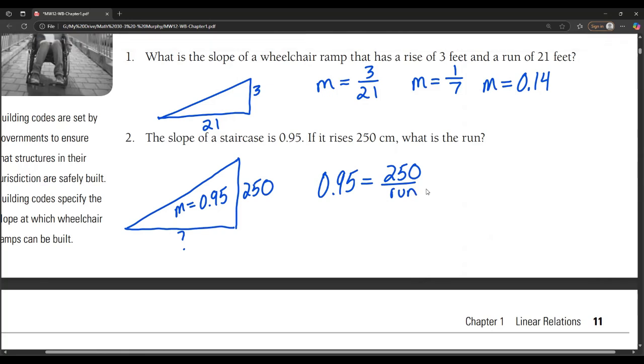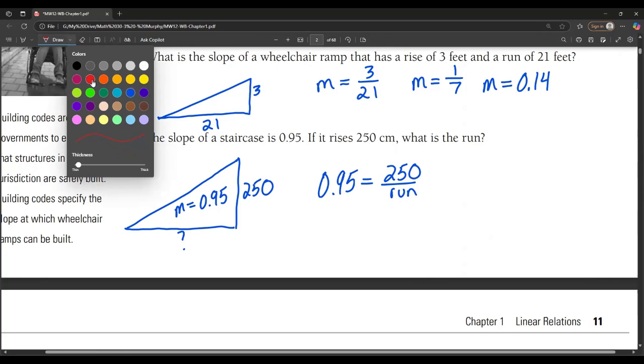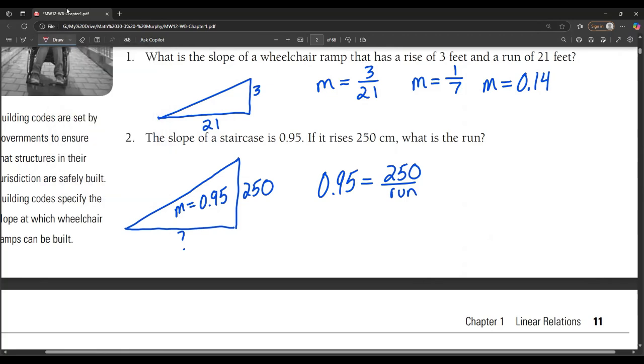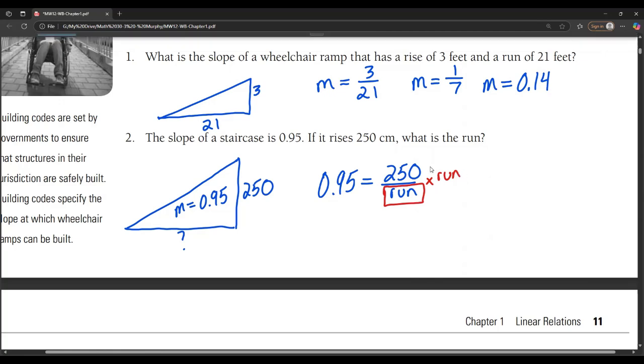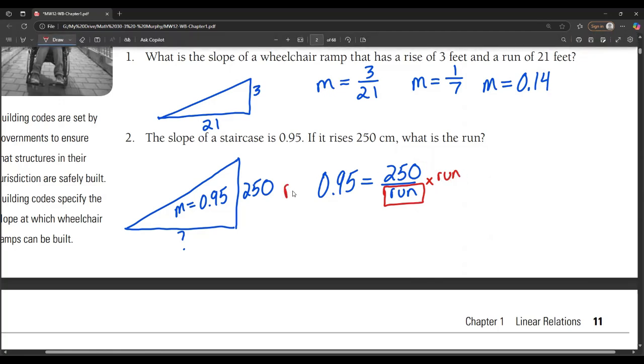Okay, now this one's going to be a little bit trickier than before. It's going to be a 2-step because we got to get our unknown from underneath the fraction up onto the other side and then one more step. So what we'll do is cross multiply, or kind of do what we did in the last question, which is just multiply both sides by run. And you don't have to show that part if you don't want to. Okay, that's fine with me. And you got your run here.